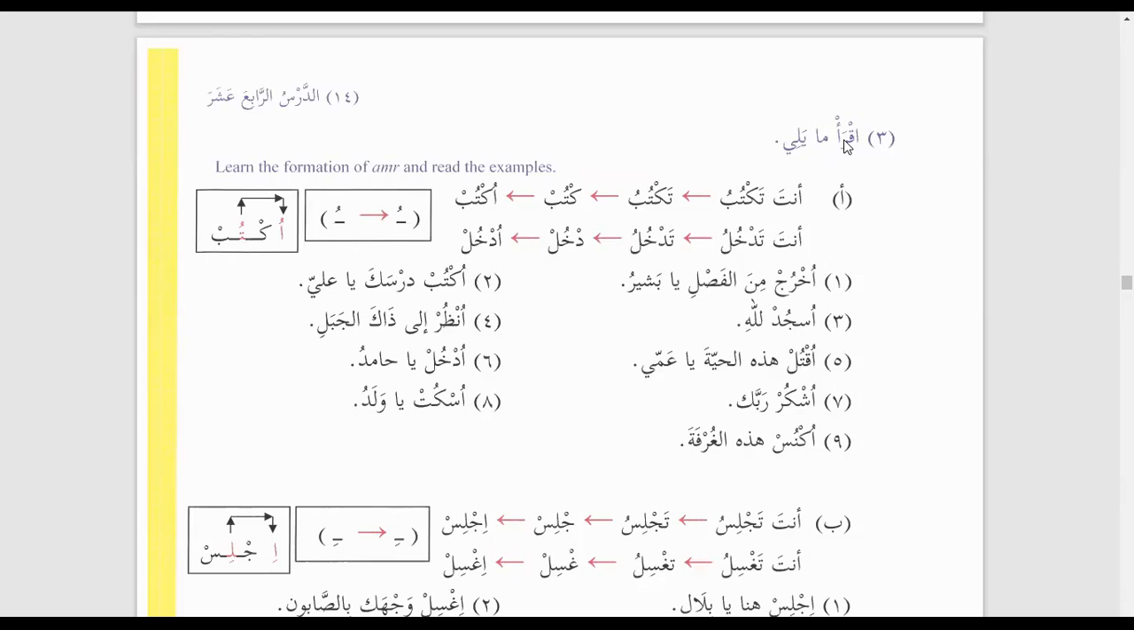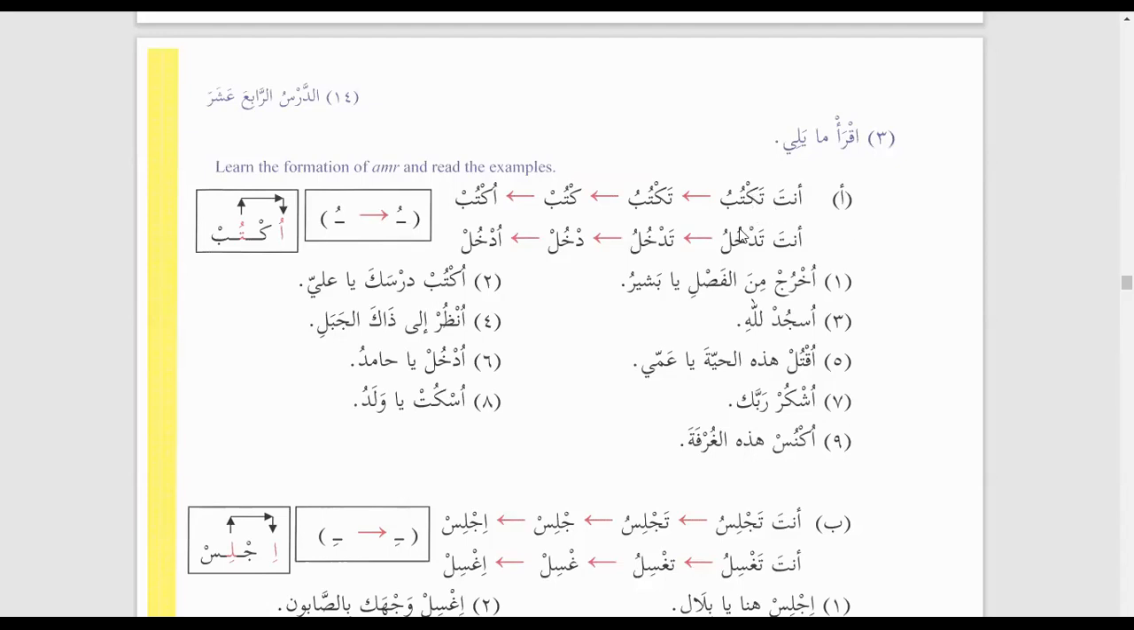Iqra. And why do we stop? This is mandatory for Fi'lul Amr. The last letter should be sakin. Has to be sakin. Excellent. Yes. So we have to stop because the last letter has to be sakin. Has to be majzoom as well, we can say. So it's majzoom. So Iqra ma yali. Learn the information or read the following.